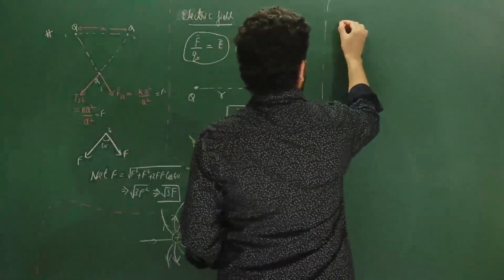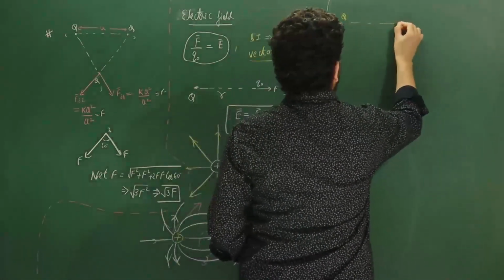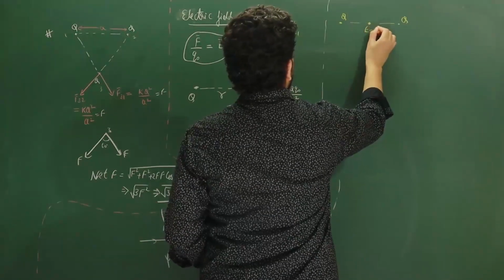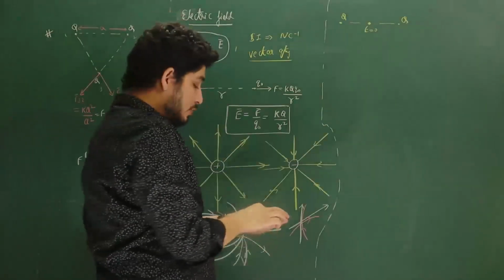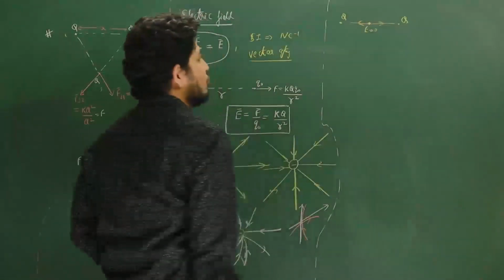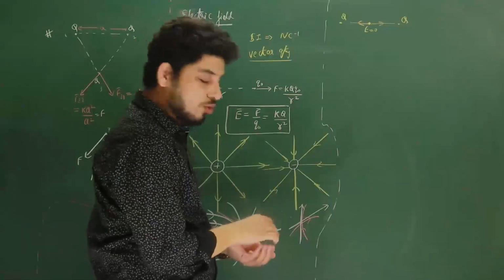Suppose we have two charges, one is Q and another is also Q. Then the electric field at the center will be 0. Why, sir? Because the electric field due to this charge will be in this direction and due to this charge will be in this direction, and both will be equal, then the electric field becomes 0.